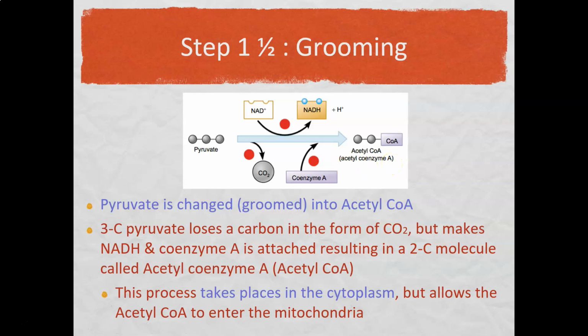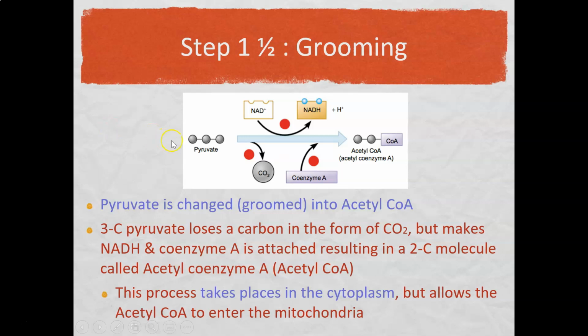So what's the point here? What's going to happen? So pyruvate's going to go in, but I need to attach this coenzyme A to help it get across the mitochondrial membrane, as well as to help feed it into the Krebs cycle, which is going to be step 2 of cellular respiration.